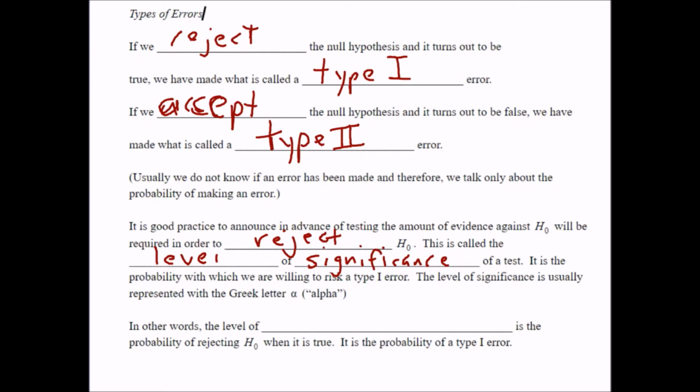The level of significance is usually represented with a Greek letter alpha. It looks like an a, a little more scripty, but it's alpha. In other words, the level of significance, so alpha, which I kind of make look like a fish, is the probability of rejecting the null hypothesis when it is true. It is the probability of a type 1 error.